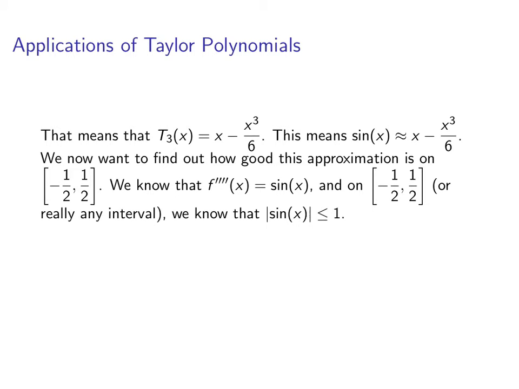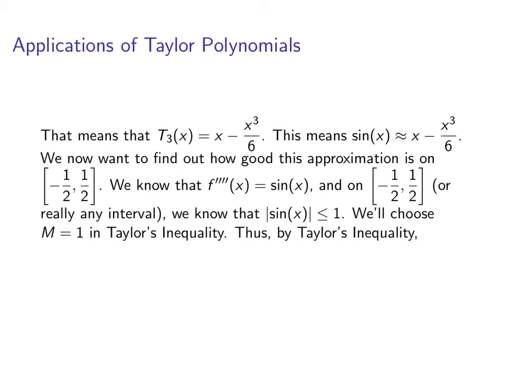Now we know that f quadruple prime is equal to sine x. You see, we need this because Taylor's inequality tells us that we need to find a bound on the fourth derivative. Why the fourth derivative? Because we're trying to do something with the third order Taylor polynomial. Now the fourth derivative is sine x, and on the interval from -1/2 to 1/2, or really any interval, we know that sine x is bounded above by 1. This is just a property of the sine function. So that means we're going to choose 1 in Taylor's inequality.